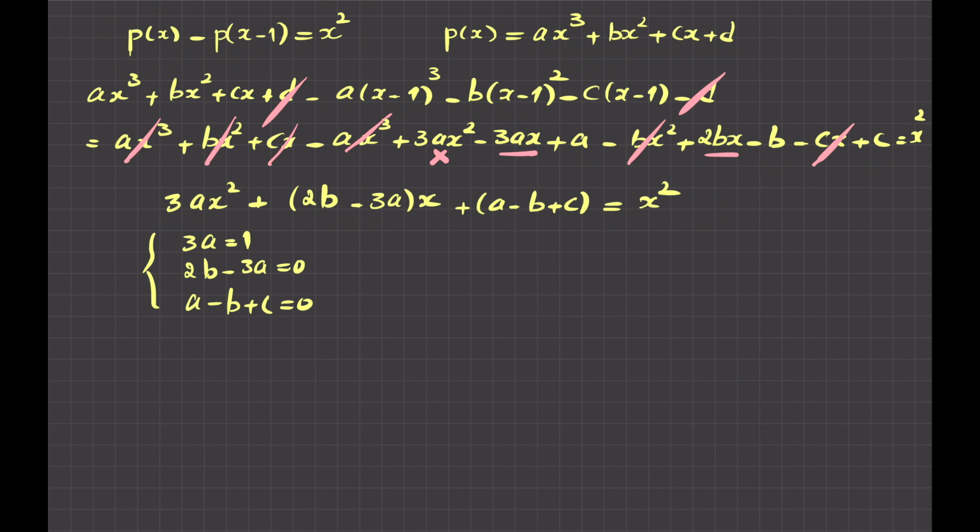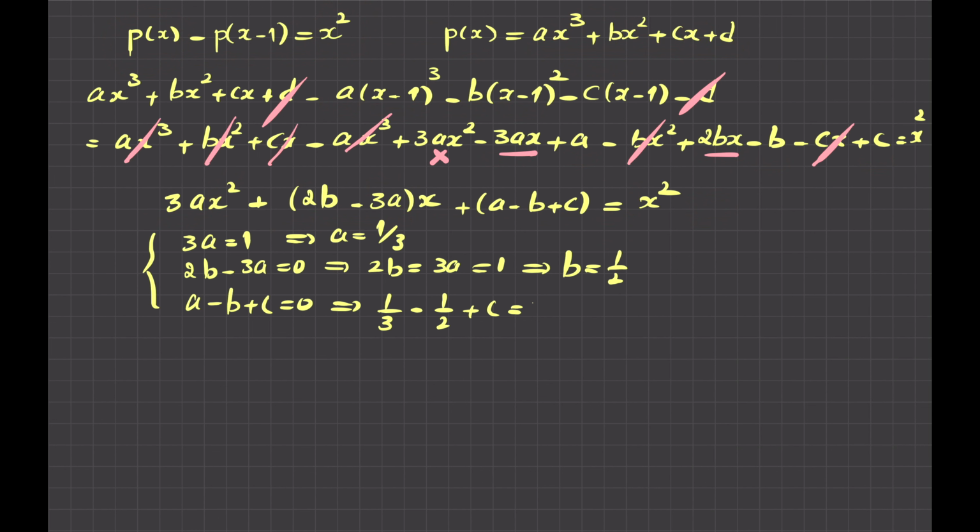Okay, so from here a becomes a third, and then using this equation 2b is equal to 3a, but 3a is 1, so b becomes 1/2. And now in this equation a is 1/3, b is 1/2, but c is unknown, so I have to calculate this and find c. So 1/6 is the value for c. Yes, let me double check.